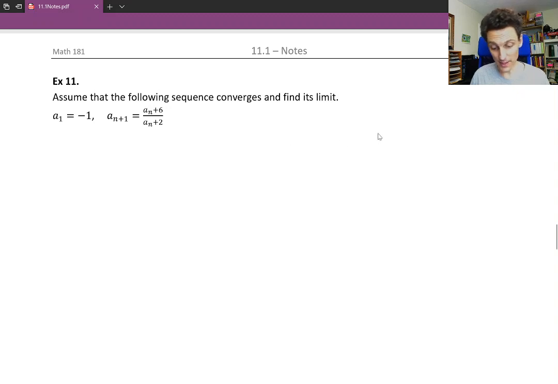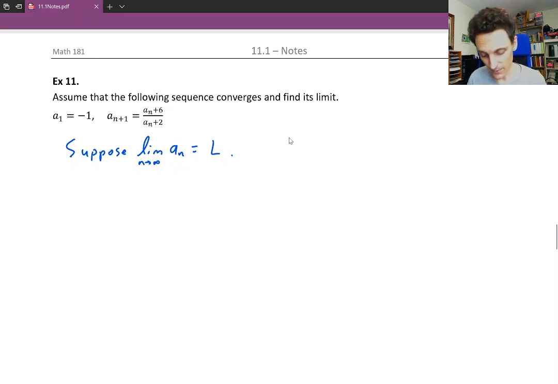But that's all beside the point here. What we're trying to find is the limit of this sequence, assuming that it converges. Let's start by writing that. If it converges, it's got to converge to something. So suppose the limit as n approaches infinity of a sub n is equal to L. It could be 5, it could be who knows what. I was about to say it could be infinity, but then it wouldn't converge. It's some finite number.